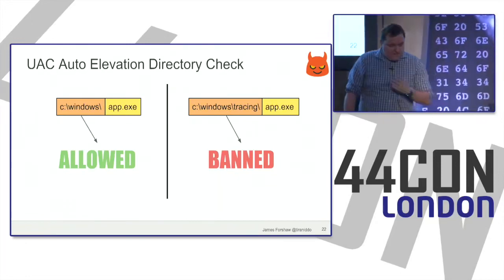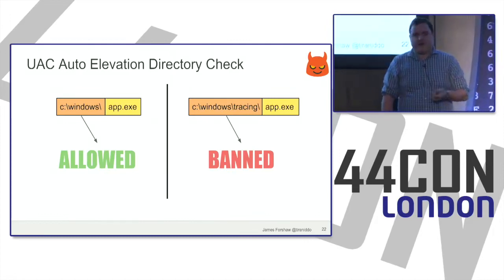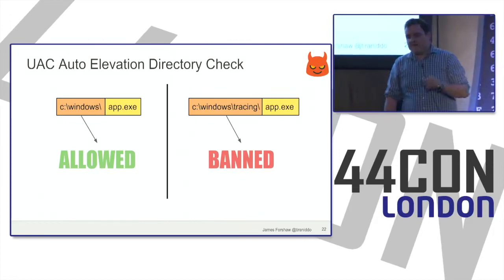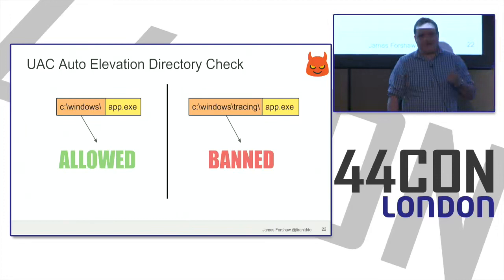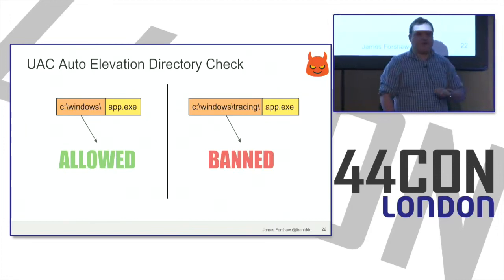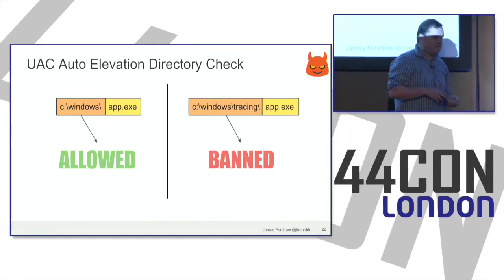So you may know about auto-elevating applications in UAC. Since Windows 7, to try and reduce the number of prompts, there's an auto-elevation mechanism. If a particular signed Microsoft binary has a particular manifest field, it will automatically run as the administrator without actually prompting the user.